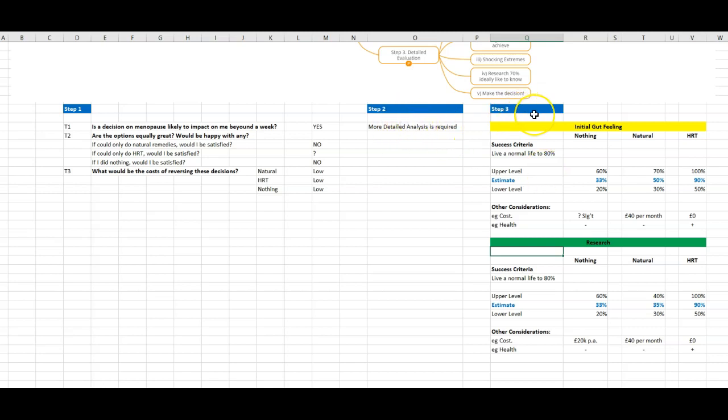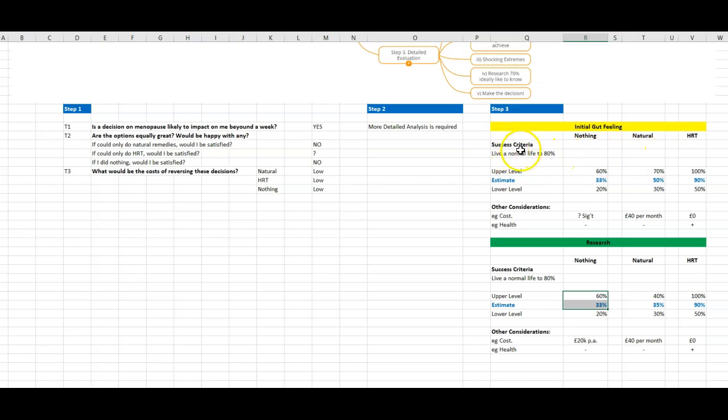Step 3 is then we're going through a robust process. What we're going to do is have an initial gut feeling, and then we're going to review and evaluate after we've done research on these various topics. Before we even start the initial gut feeling, the first thing we've got to do is determine a success criteria. This is really, really key.